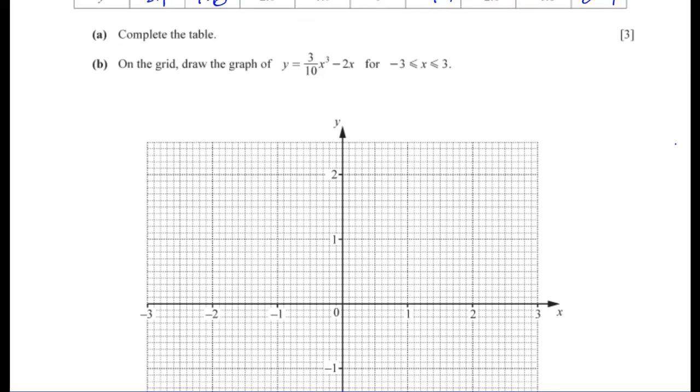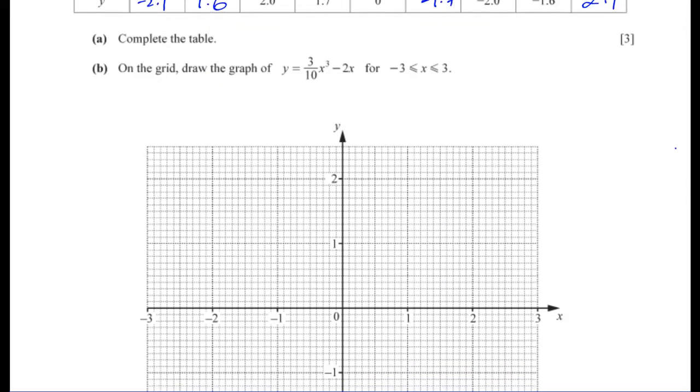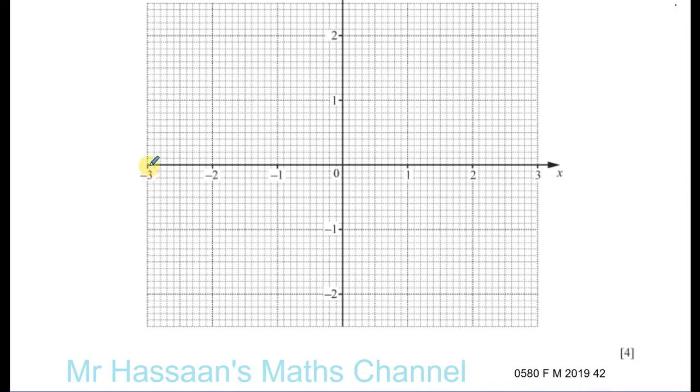So you have minus 3 and minus 2.1. Now we've got to see how much each of these squares is worth. You can see that each of these squares is 0.1. So minus 3 and minus 2.1 will be exactly at this point here.